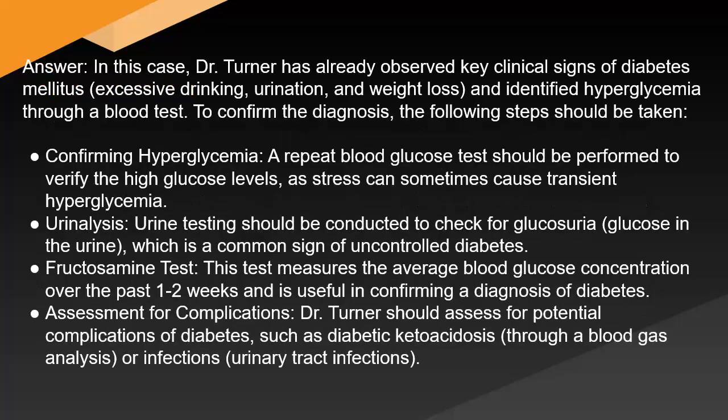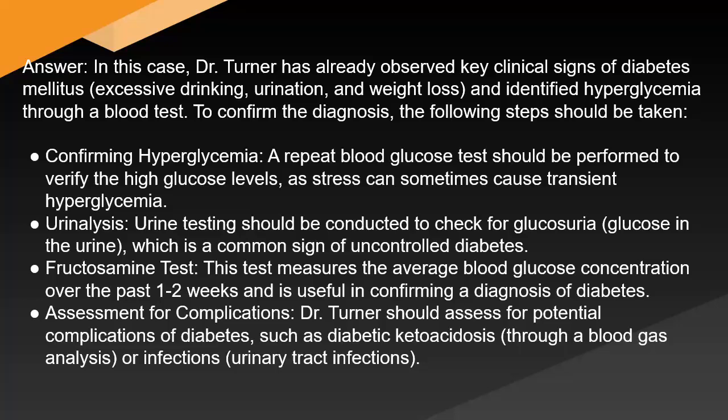Answer: in this case, Dr. Turner has already observed key clinical signs of diabetes mellitus, excessive drinking, urination, and weight loss, and identified hypoglycemia through a blood test. To confirm the diagnosis, the following steps should be taken. Confirming hypoglycemia. A repeat blood glucose test should be performed to verify the high glucose levels, as stress can sometimes cause transient hypoglycemia. Urinalysis. Urine testing should be conducted to check for glucosuria, glucose in the urine, which is a common sign of uncontrolled diabetes.